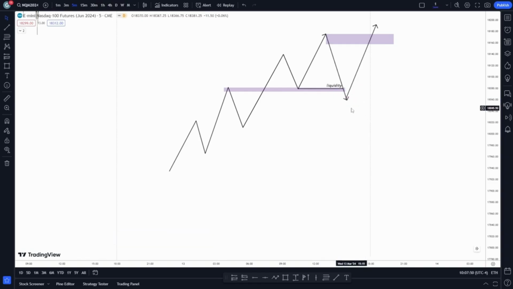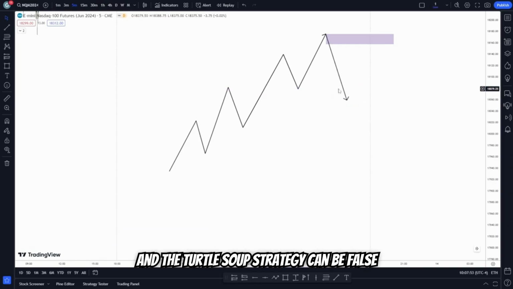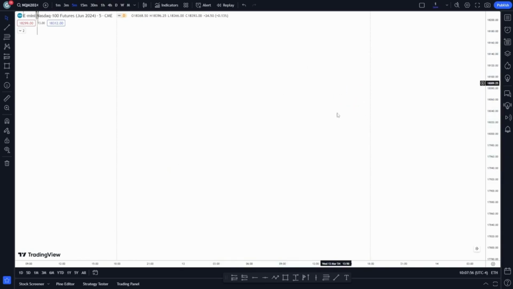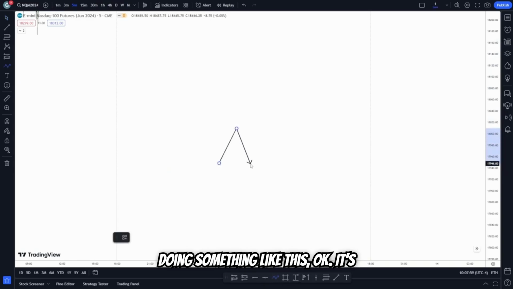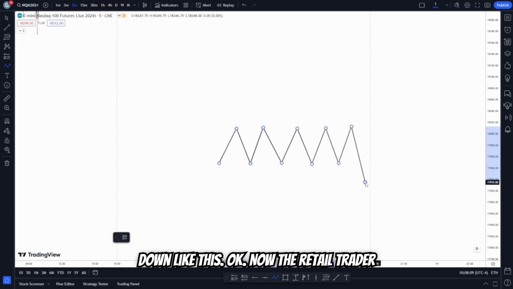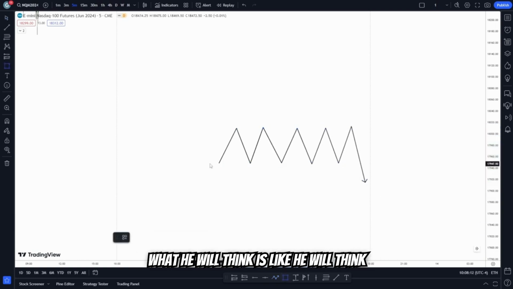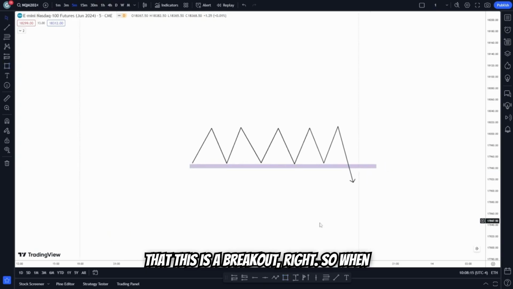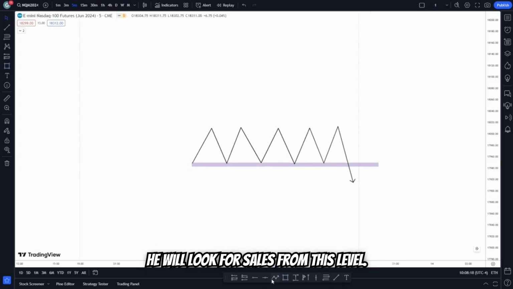And the turtle soup strategy can be a false breakout. So for example, if price is doing something like this, it's doing consolidation right now, and then all of a sudden it goes down like this. Now the retail trader will think that this is a breakout, right? So when he thinks that this is a breakout he will look for sells from this level, so when price goes up from here and retests this level, he will look for sells over here.